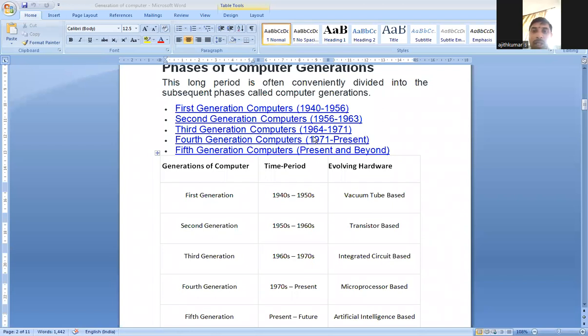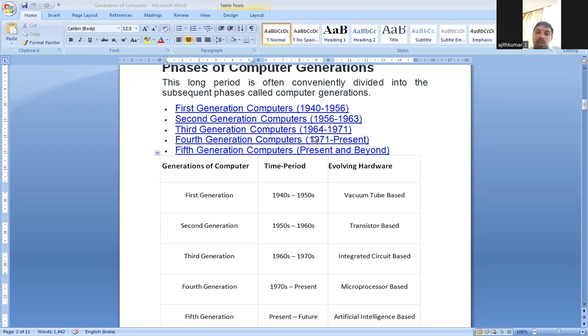Next we see about generation of computer. The long period is often conveniently divided into subsequent phases called computer generations. Totally 5 generations. The first generation started 1940 to 1956. Second generation 1956 to 1963, and the third generation 1964 to 1971. Fourth generation 1970 to present. Fifth generation is present and beyond.